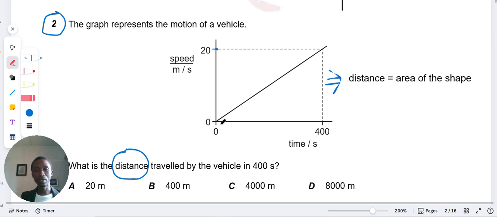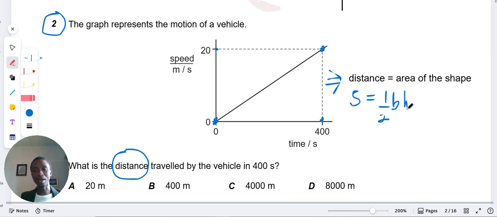Let's quickly analyze that. This is where the body started from, point O, and it traveled along this diagonal, and the body stopped here. Then how long does it take the body to cover that distance? Actually, it took the body 400 seconds. So a triangle has been formed, and the next question we ask ourselves is, what is the formula to find the area of the triangle? The formula to find the area of a triangle is half base times height.